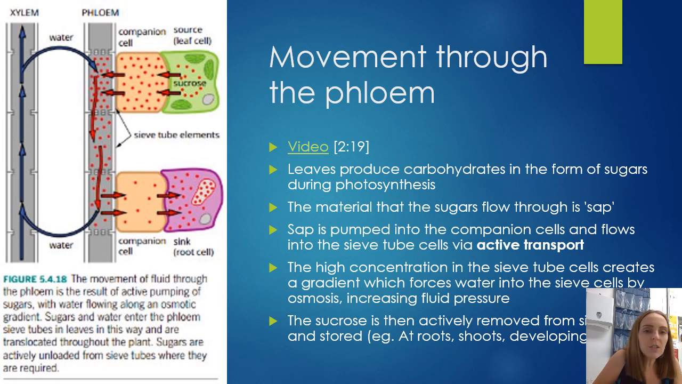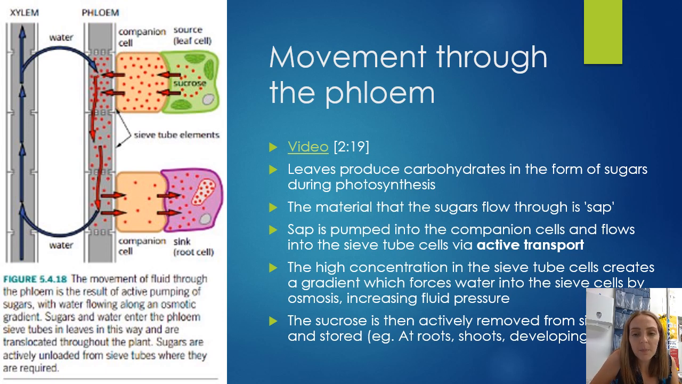All right, now we've learned about photosynthesis and how leaves produce sugars, and the material that the sugars flow through in the plant is called sap. So you might have heard about sap when you break a leaf off or you snap a stem or something like that off a tree. And sap is literally the sugars made from photosynthesis in a solution.